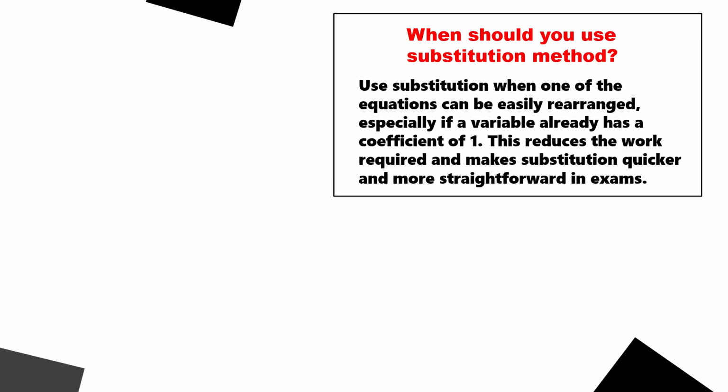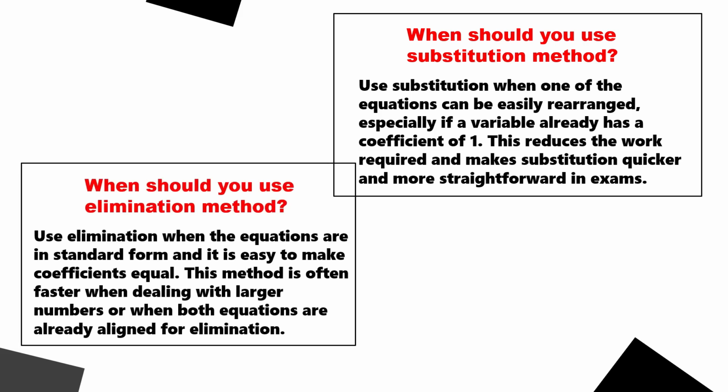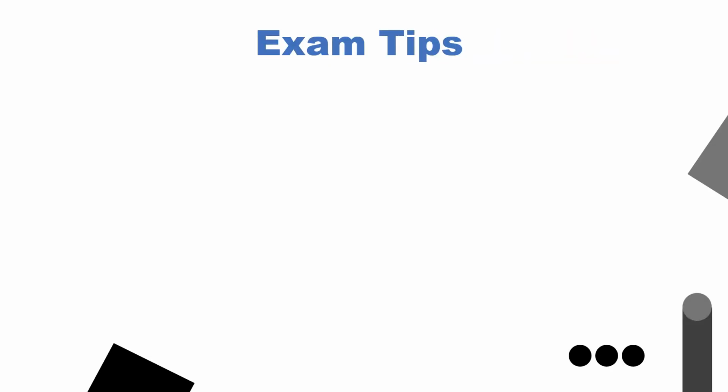You should use substitution when one variable is easy to isolate. On the other hand, elimination is often faster when the equations are already aligned or can be easily adjusted. In exams, choosing the right method can save time and reduce mistakes. Here are some important exam tips.